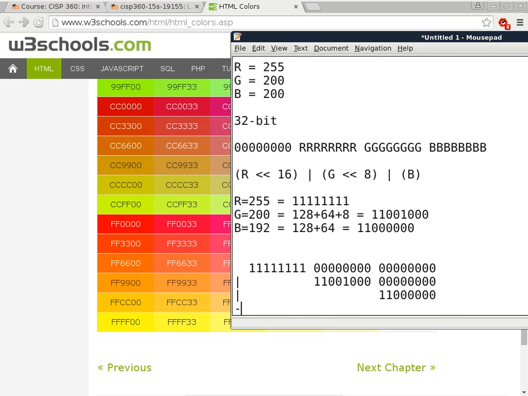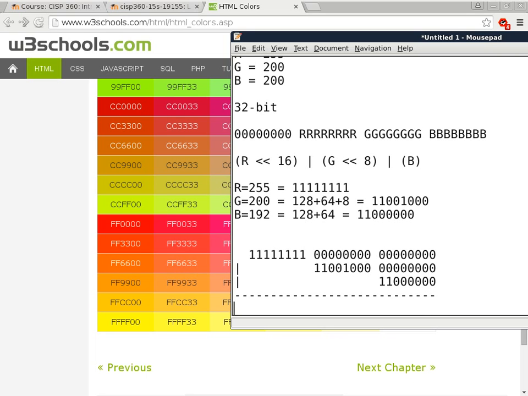So when you look at this entire bitwise OR operation, you can see that it's going to be 1111, 1111, 1100, 1000, 11000000. And if you prefer to look at this as a 32-bit number, you can always pad as many zeros as you want on the left-hand side to make up 32 bits.